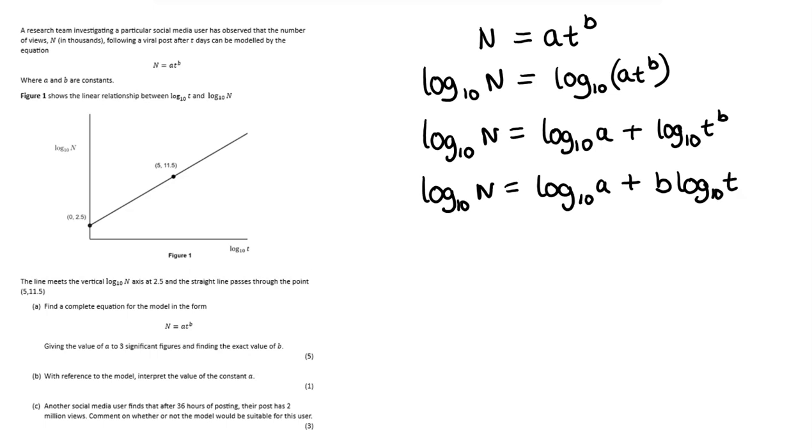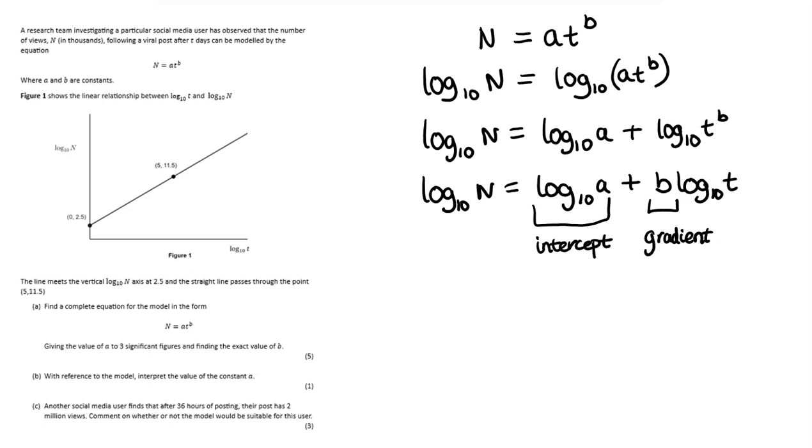And now what I've done is I've got this in a linear form. If I plot log n against log t, this produces a straight line. This is because log n and log t are my variables. b is my coefficient of log t, so this b will represent my gradient, and this log to base 10 of a, well, this is just a constant. a is a constant, so log of a constant is still a constant. This will be my intercept.